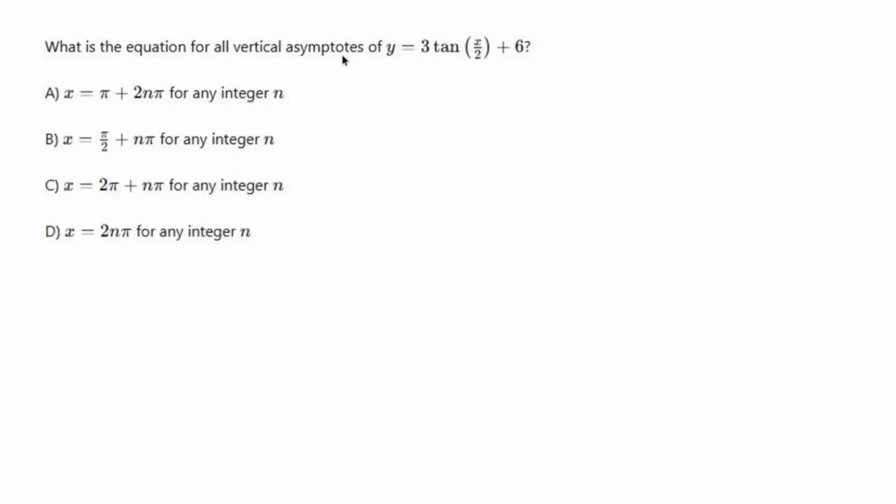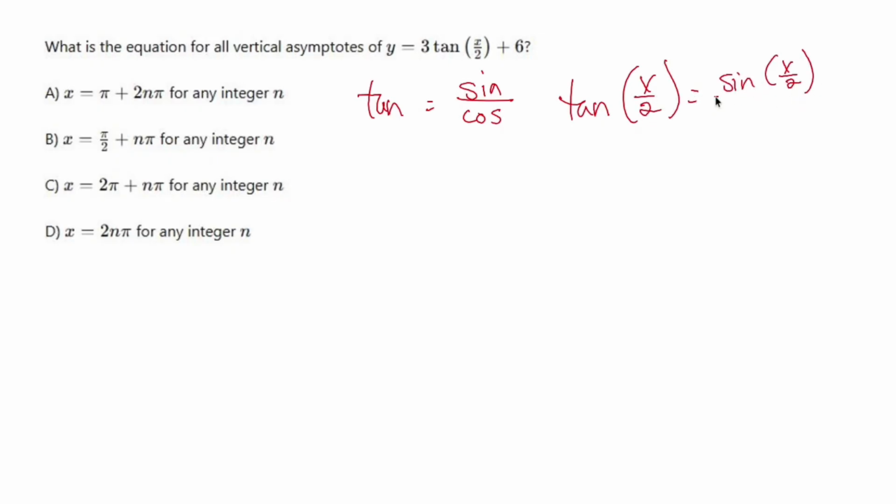What is the equation for all the vertical asymptotes of y equals 3 tangent(x over 2) plus 6? I'm going to handle this in a unique way. I know we can memorize tangent formulas and stuff like that, but who wants to do that? Basically, we know that tangent is the same as sine over cosine. So tangent x over 2 is the same as sine x over 2 over cosine x over 2.